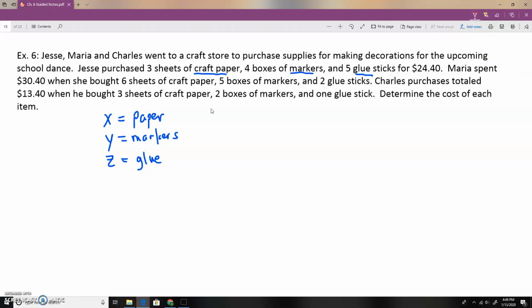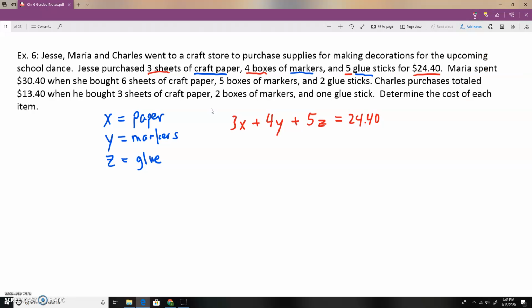We'll start off with Jesse. Jesse purchased 3 sheets of craft paper, 4 boxes of markers, and 5 glue sticks for $24.40. So that's 3 times the cost of the paper, which is X, plus 4 times the cost of markers, which is Y, plus 5 times the cost of the glue, which is Z. And all of that costs $24.40.